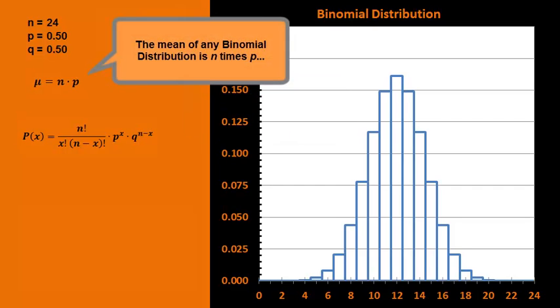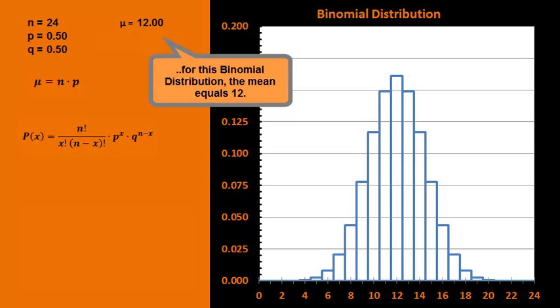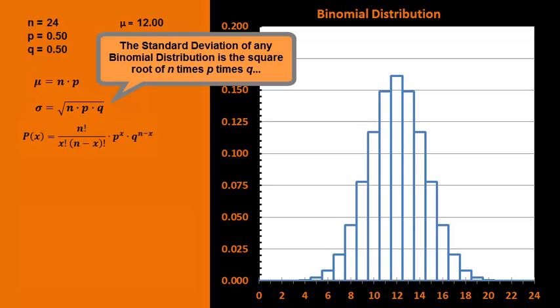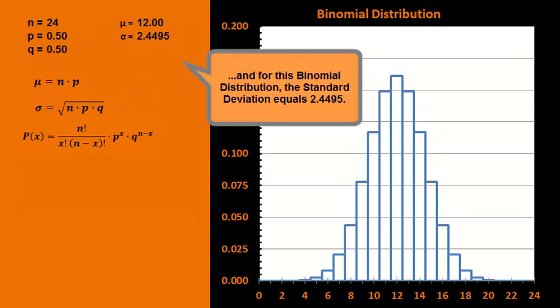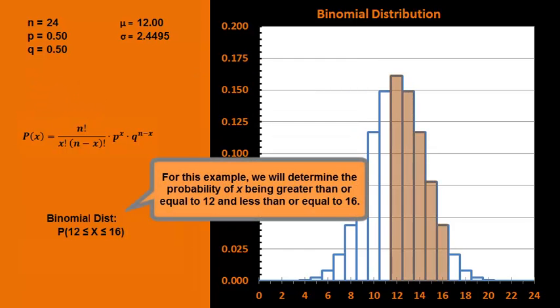The mean of any binomial distribution is n times p. For this binomial distribution, the mean equals 12. The standard deviation of any binomial distribution is the square root of n times p times q, and for this binomial distribution, the standard deviation equals 2.4495.